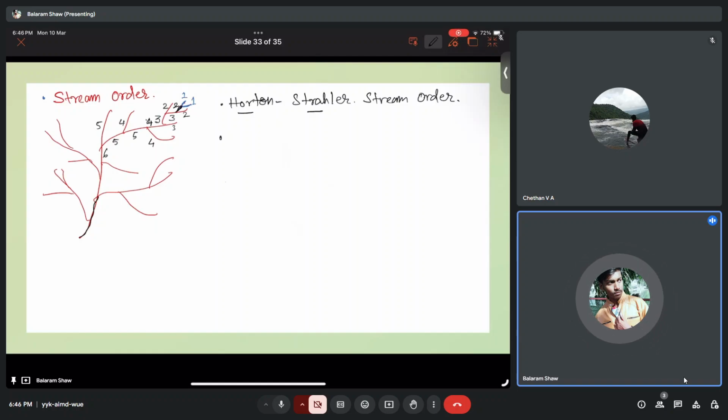Whereas there are several other concepts given for the stream order. One of them is the Shreve stream order. Okay, I'll write it here. This is the Horton Strahler.